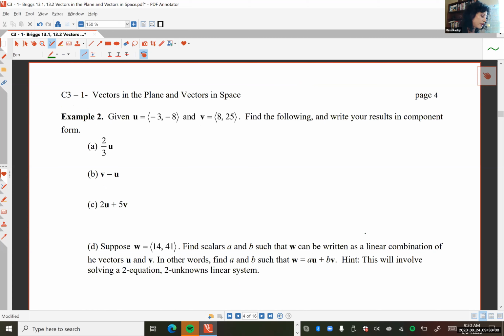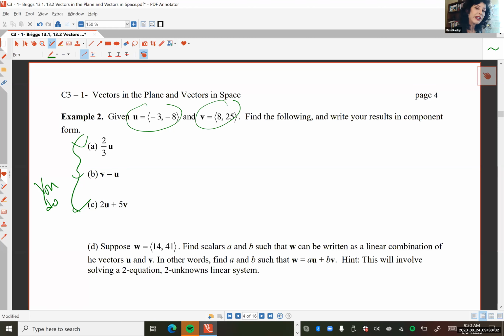So now what I want to do is I want you guys to buddy up with somebody. In fact, I'm going to put you in breakout rooms, and you're going to do example 2, A, B, and C right now. So to tee it up, somebody is giving you the component form of u. Its components are -3, -8. And they're giving you another vector v whose components are 8 and 25. And you're going to form some brand new vectors using your knowledge of scalar multiplication and vector addition and subtraction.